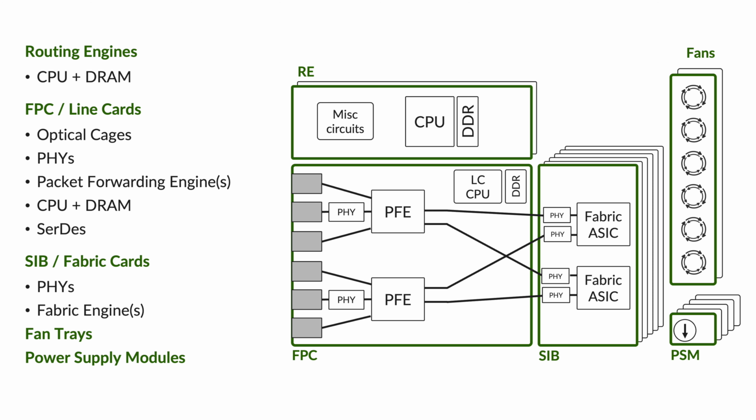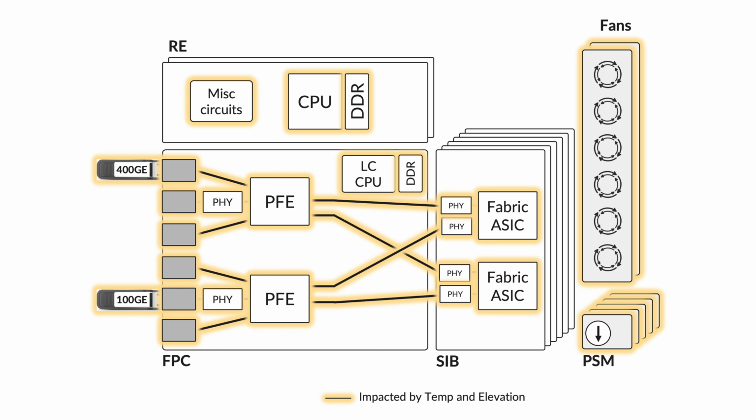Let's keep this modular chassis example to illustrate our explanation. It will be abstracted to routing engines, line cards, fabric cards, fan trays, and power modules. These field replaceable parts contain a lot of electronic components, and multiple parameters can influence their power usage. Among those parameters, 2 are common to every electronic part in the device: the temperature and the elevation. Indeed, we can break down the power used in 2 parts, the static part and the dynamic part.